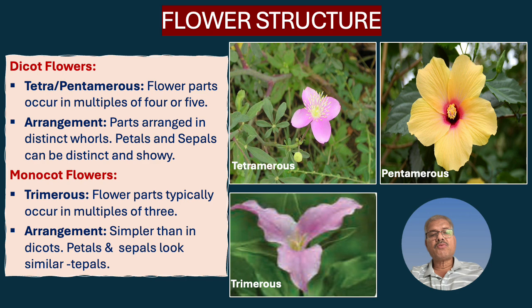In monocotyledonous flowers, the parts typically occur in multiples of 3. For example, a monocot flower might have 3 petals, 3 sepals, 6 stamens, and 1 pistil. The arrangement is often simpler than in dicots. Often the petals and sepals look very similar and are then called tepals. These differences in flower structure are useful for plant identification. They also reflect evolutionary adaptations related to pollination strategies. The number of flower parts is a reliable visual clue.